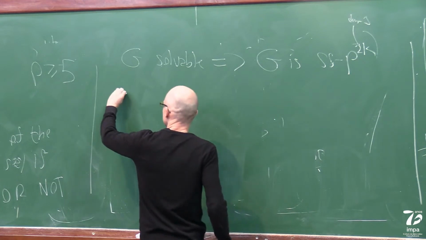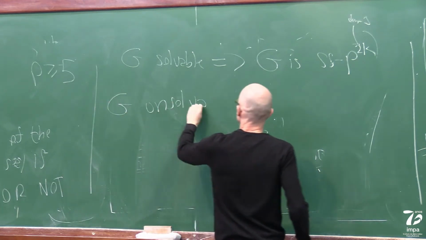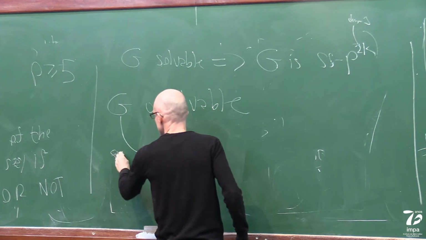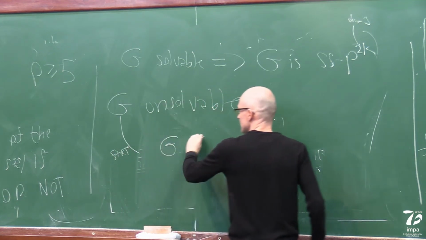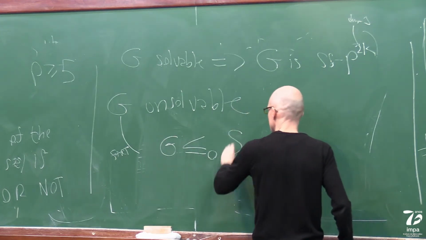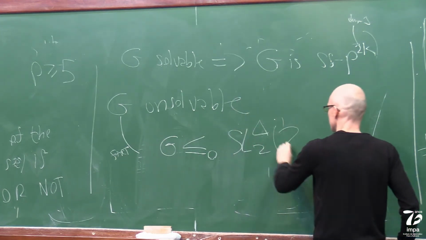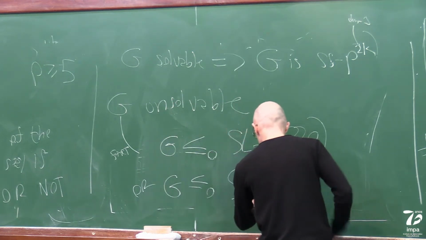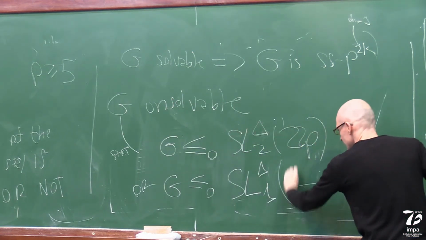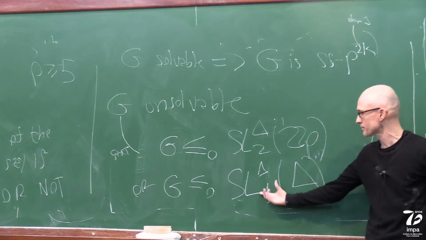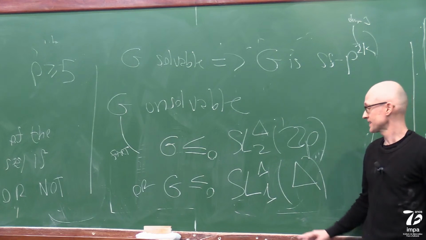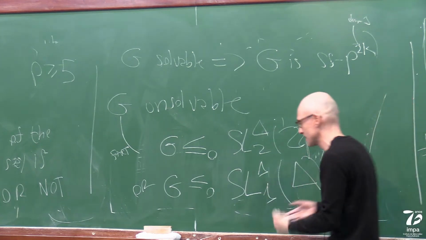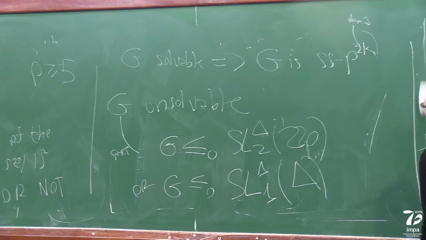And the behavior is very different if G is unsolvable. If G is unsolvable, we have a known fact that G is either isomorphic to an open subgroup of SL2 over Z_p, or G is isomorphic to another group, SL_1^1 Delta, I denote by here. It is constructed out of a central division algebra over Q_p of dimension 4. It is a quaternion algebra. For lack of time, I cannot write the definitions.